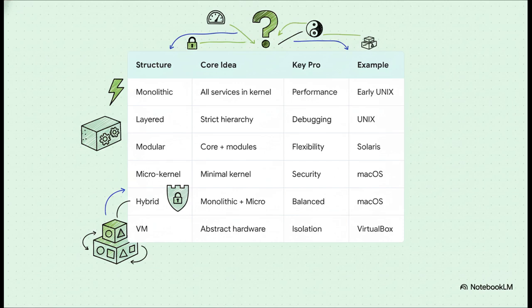Is stability the most important thing in the world? Then you're going to look towards a microkernel. Need a nice balance for a device you're selling to millions of people? The hybrid approach is your go-to. Every single architecture is just an answer to a different set of priorities.